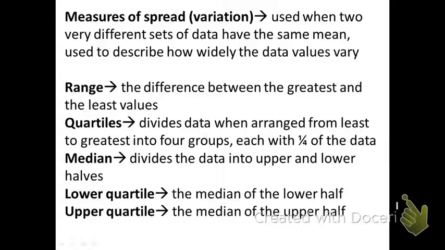So our measures of spread include the range, and the range is the difference between the greatest and the least value. It includes the quartiles, and what quartiles do is they divide the data into 4 different groups from least to greatest. So you have about 25% of the data in each quartile. The median will divide the data into the upper and lower halves, and then you get what's known as the lower quartile and the upper quartile. The lower quartile is the median of the lower half, and the upper quartile is the median of the upper half.